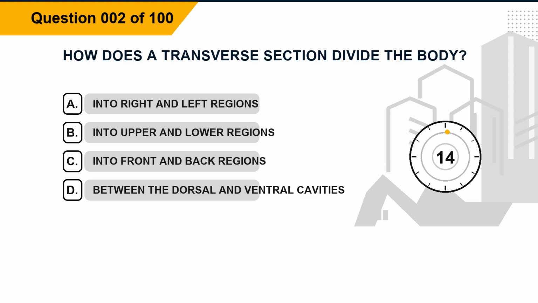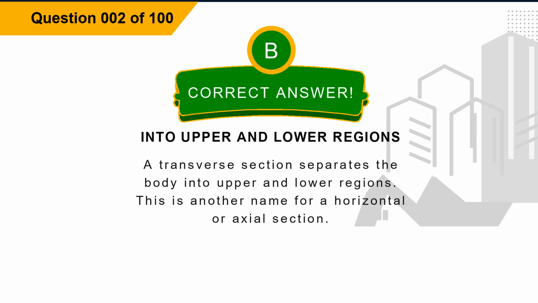Question 2. How does a transverse section divide the body? Option A, into right and left regions. Option B, into upper and lower regions. Option C, into front and back regions. Option D, between the dorsal and ventral cavities. The correct answer is option B, into upper and lower regions. Explanation. A transverse section separates the body into upper and lower regions. This is another name for a horizontal or axial section.